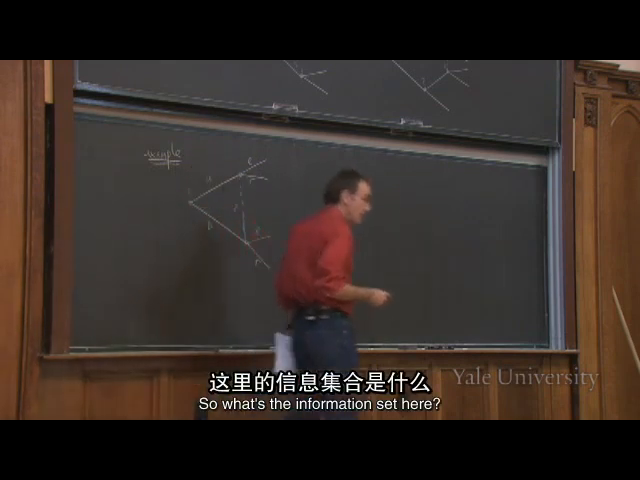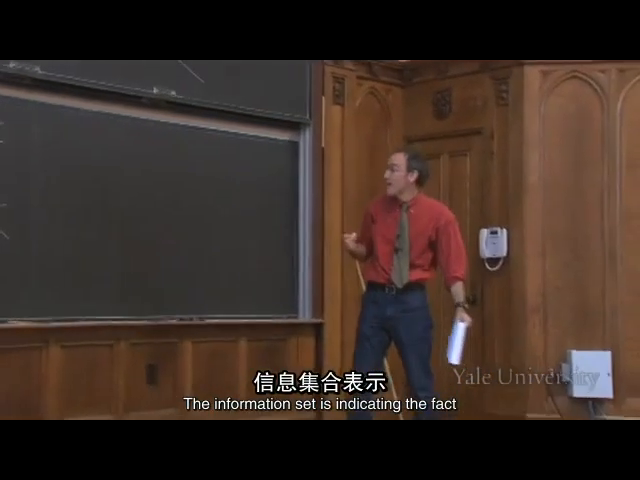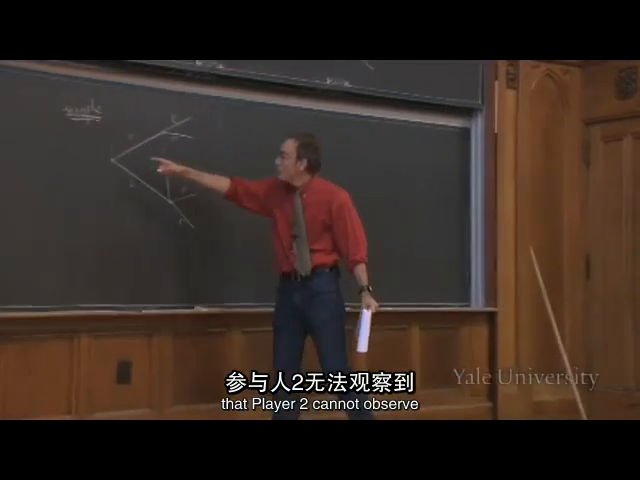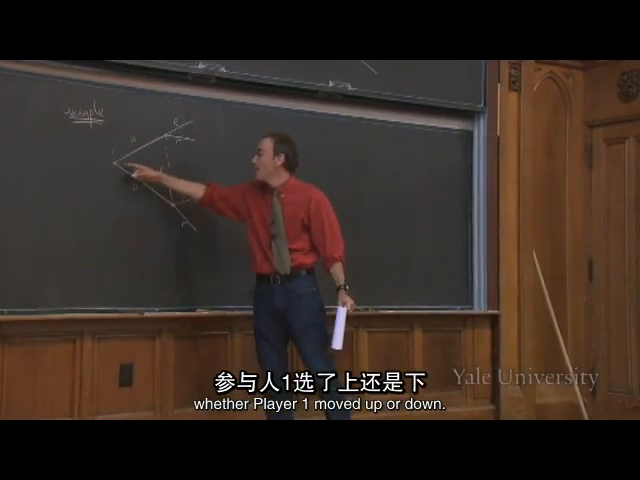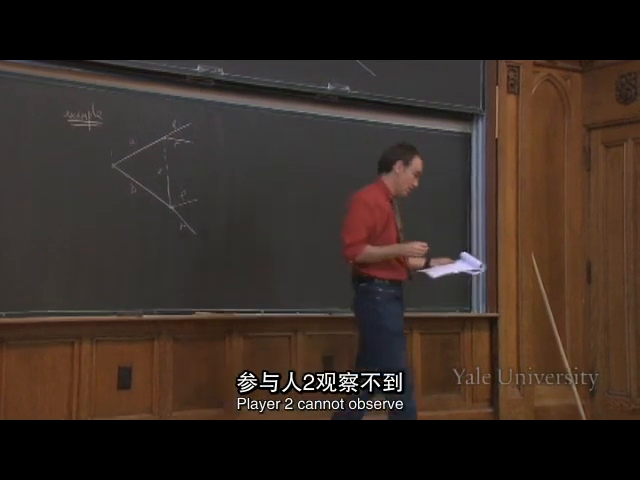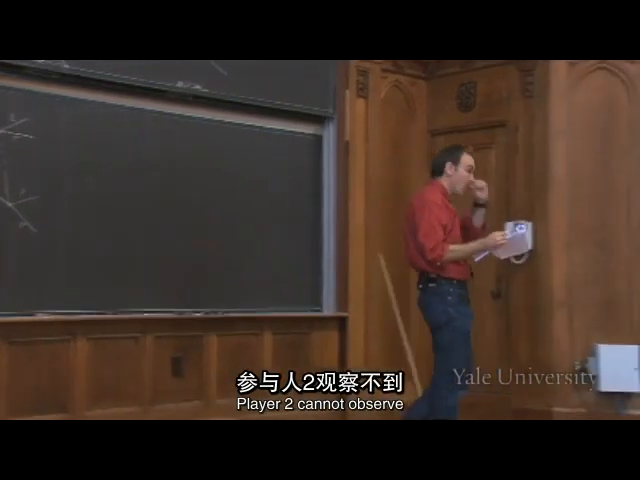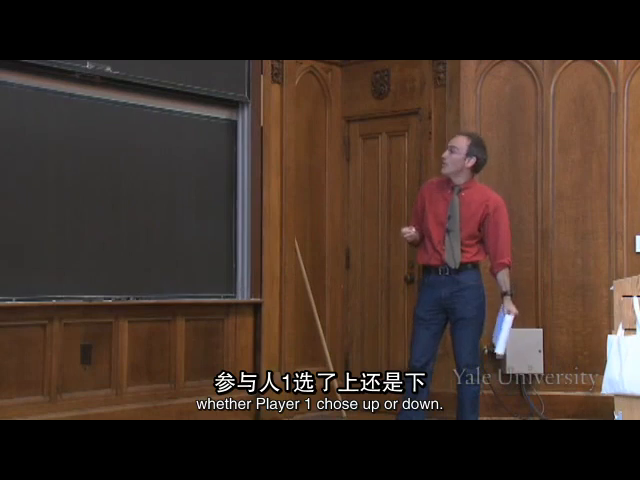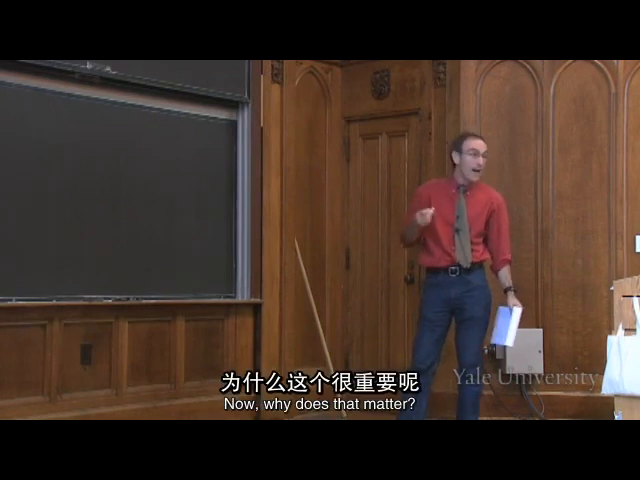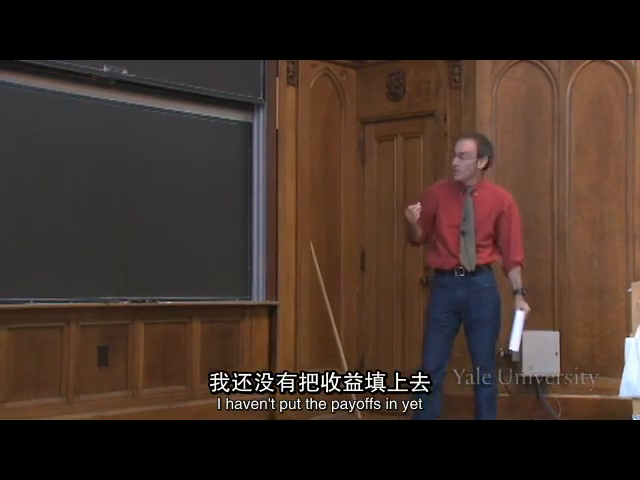So what's the information set here? The information set is indicating the fact that player 2 cannot observe whether player 1 moved up or down. Player 2 cannot observe whether player 1 chose up or down. All right, now why does that matter? I haven't put the payoffs in yet, but I will in a second.